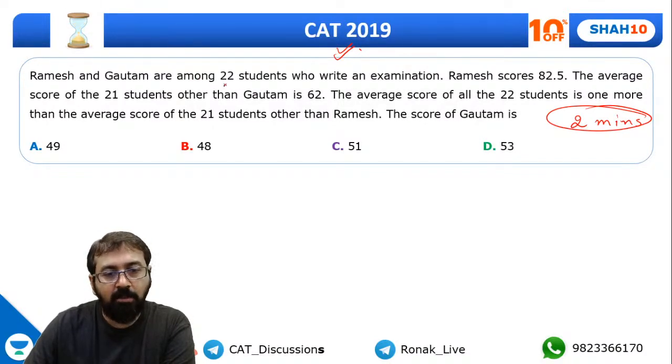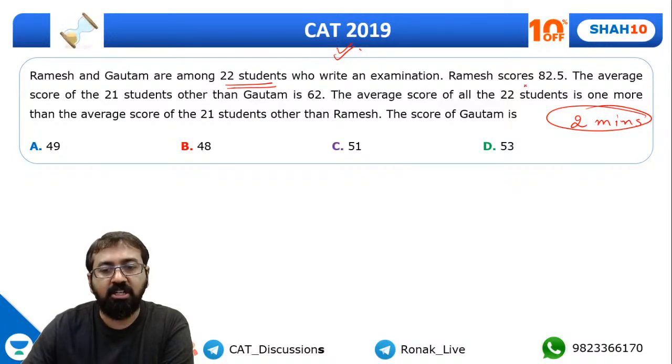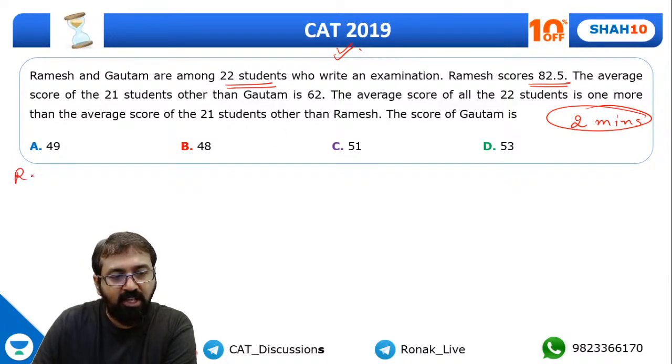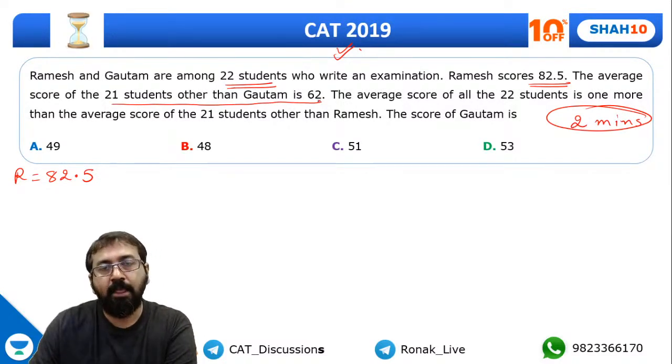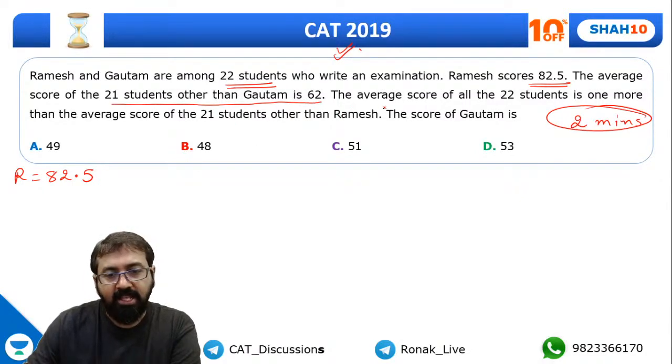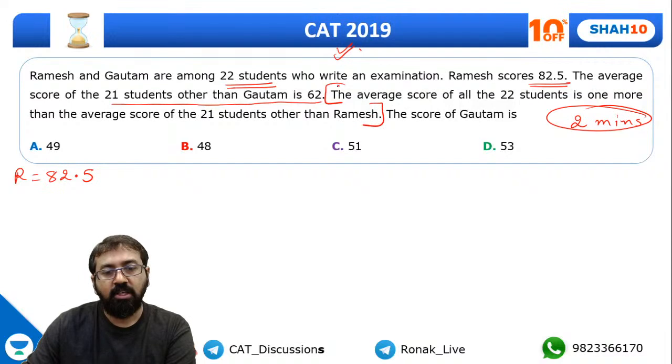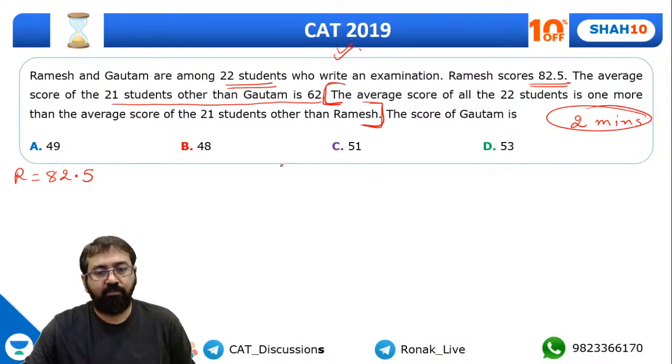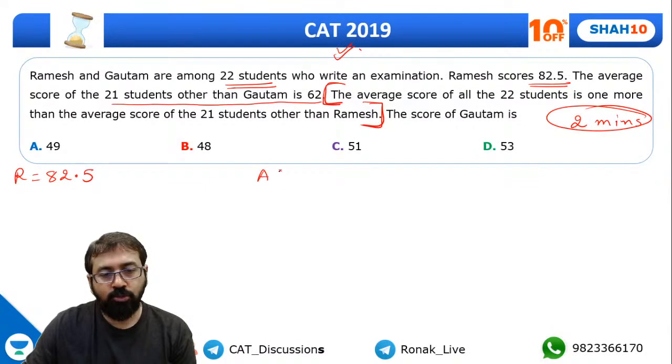Ramesh and Gautam are among 22 students who write an examination. Ramesh scores 82.5. I know the score of Ramesh is 82.5. The average score of 21 students other than Gautam is 62. And the average score of all the 22 students is one more than the average score of 21 students other than Ramesh. Your answer actually lies in this part, all students and all minus Ramesh.